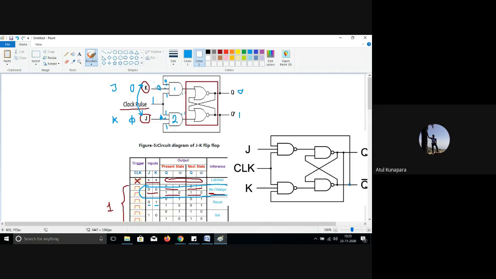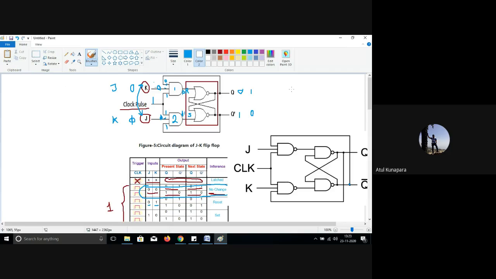So here the second AND gate will be getting all 1s. So here you will be getting 1 and here you are getting 0. So the 1 0 condition is going to be there. So S is going to be 1 and R is going to be 0. So you are getting the set condition. So this will be 0 to 1 and 1 to 0. Are you getting it, all of you?